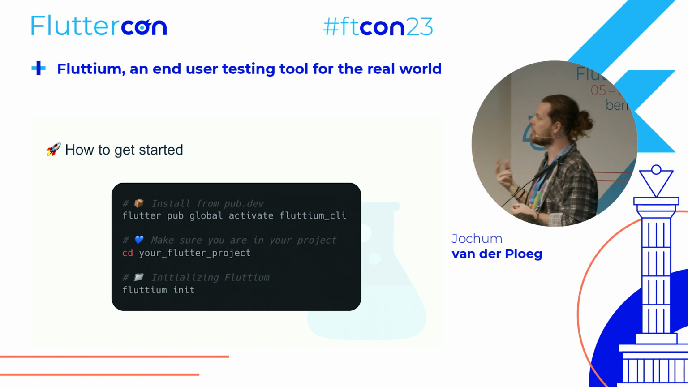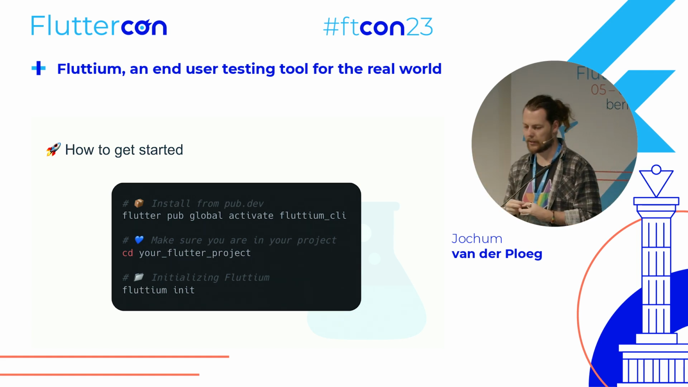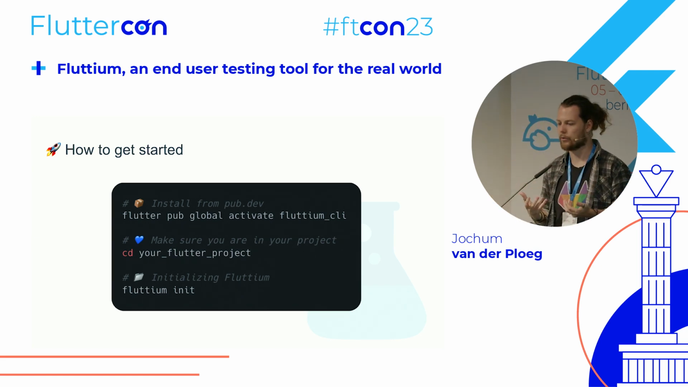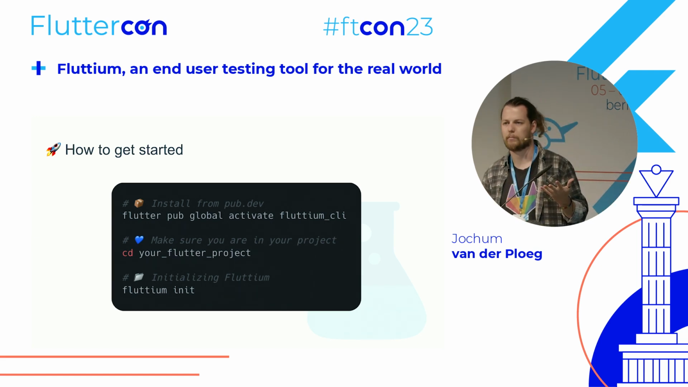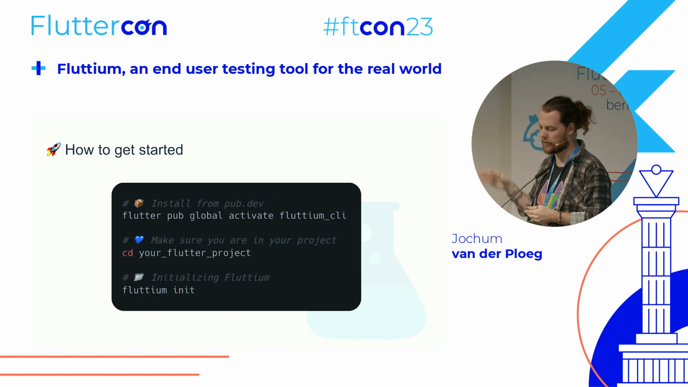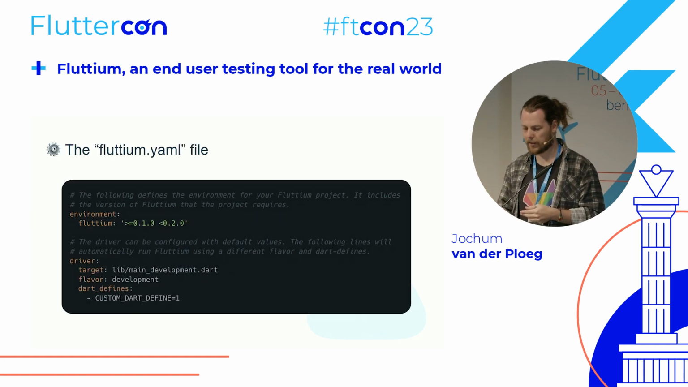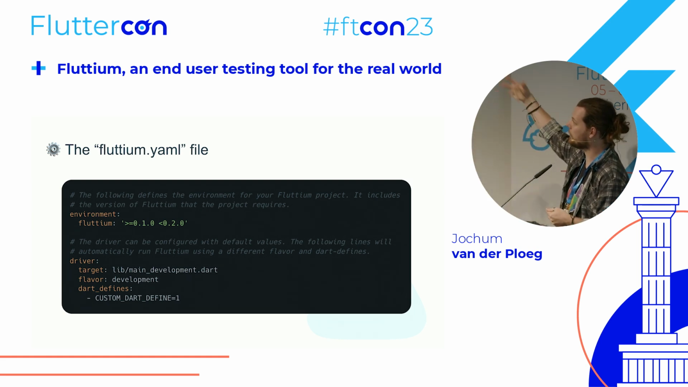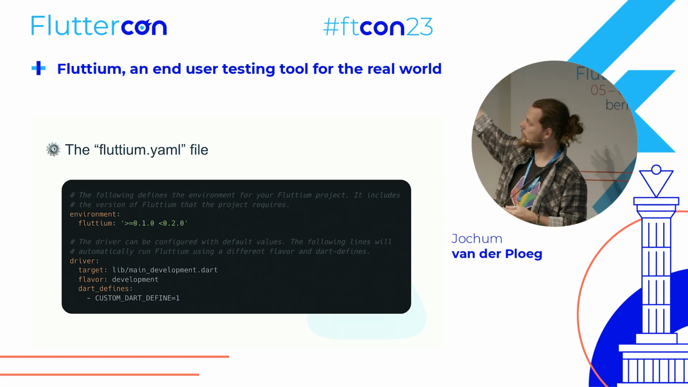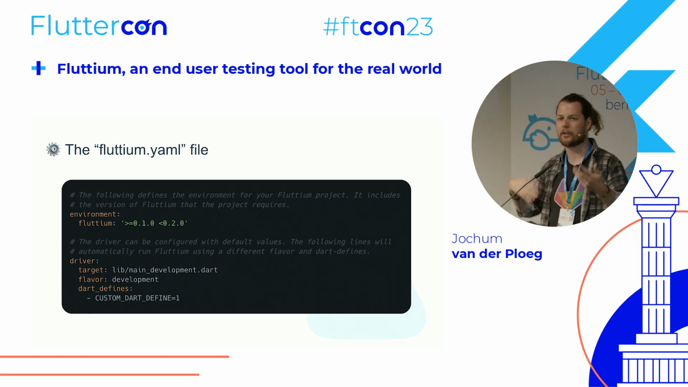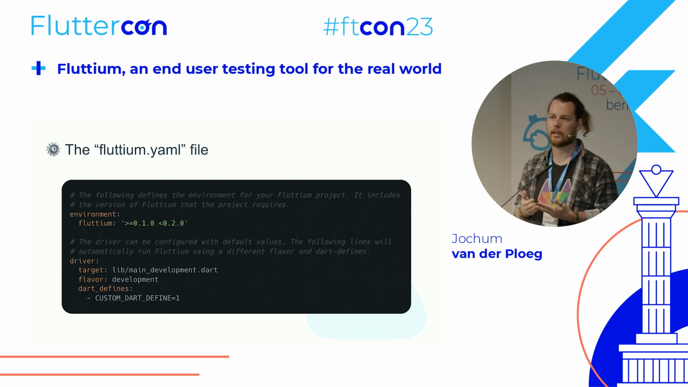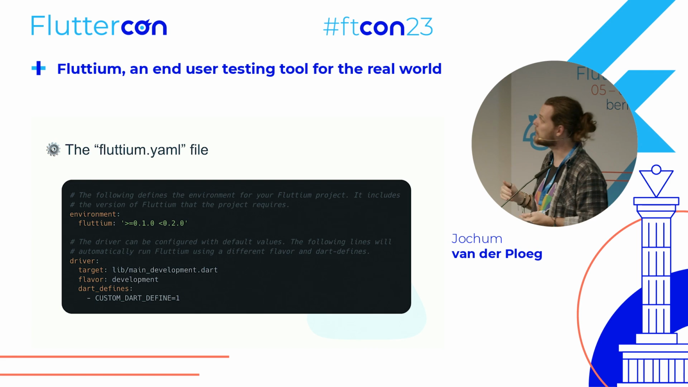The init command creates a fluttium.yaml in the current directory, and Fluttium then uses that to configure itself, its driver, etc. We'll get to that in a little bit. I mean, we'll probably get to it right now. So this is an example of the Fluttium YAML. It's a bit like the pubspec, a version of the pubspec. It's its own file because I didn't want to pollute the pubspec itself, so I'm polluting the file system.